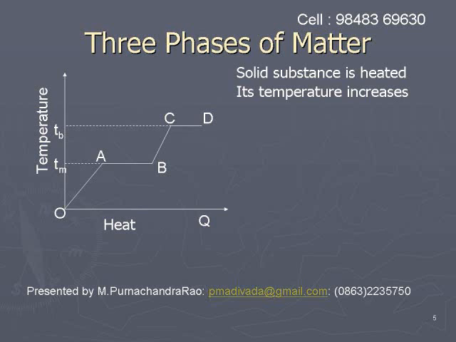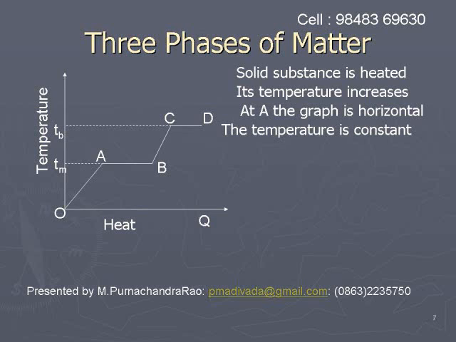Suppose a solid substance is heated. Initially, its temperature increases as we give heat energy to it. So, the relation between heat energy and rise in temperature is a straight line. So, OA part represents the heat energy given while the temperature is increasing.